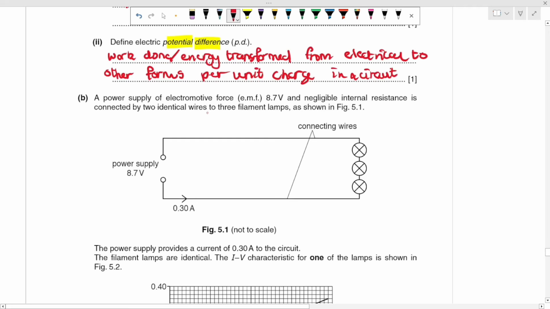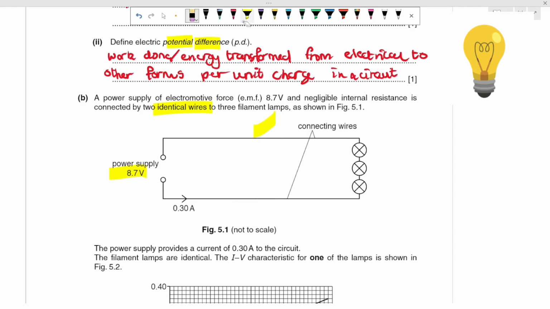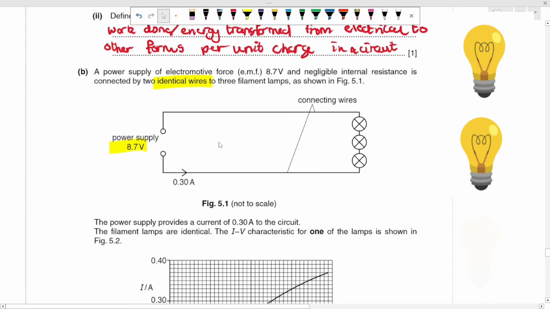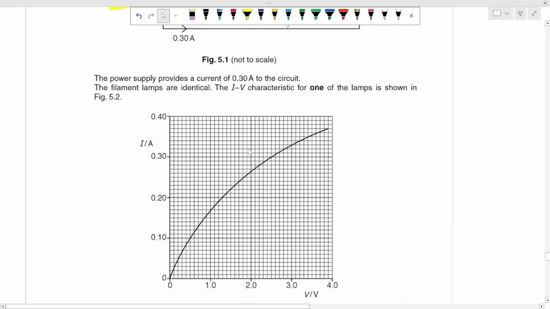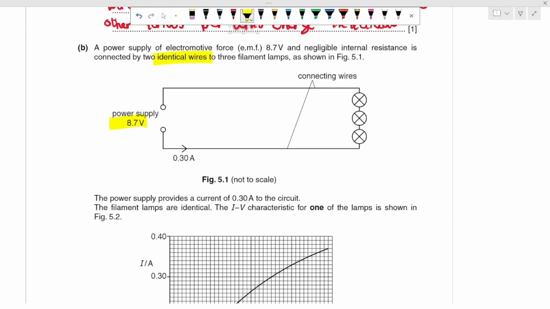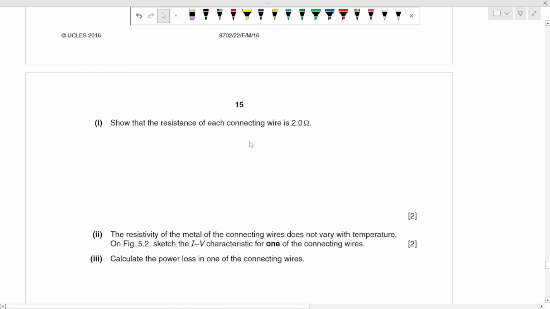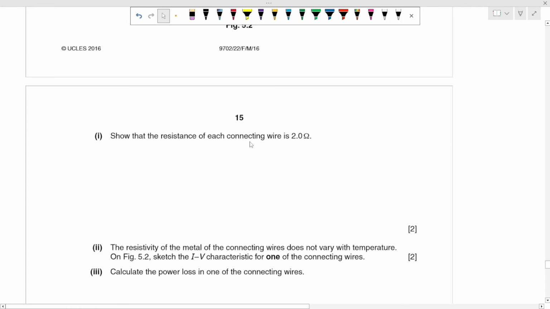B, a power supply of EMF 8.7, right? So this power supply has an EMF of 8.7 and negligible internal resistance, and is connected by two identical wires, wire 1, wire 2, to 3 filament lamps. So filament lamp 1, 2, 3, and the power supply provides a current of 0.30. The filament lamps are identical and the IV characteristics for one of the filament lamps is as shown. We just want to show that the resistance of each connecting wire is 2.0. Very, very important.